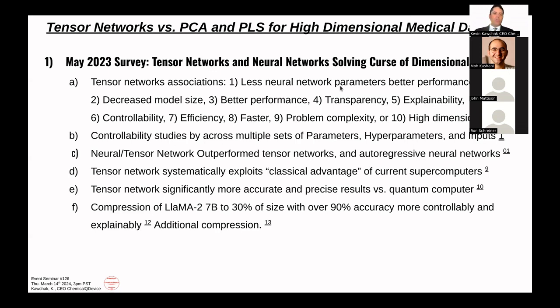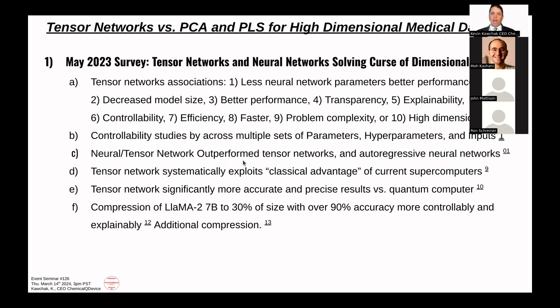So you could do controllability studies, and I did this across parameters, hyperparameters, and inputs. Parameters would be something like changing the number of layers, or changing the matrix size of the tensor network. Hyperparameters are things like batch size, epochs, and learning rates. And inputs, which in my case, I just did changing the data set size. So the paper to check with this is the neural tensor network.